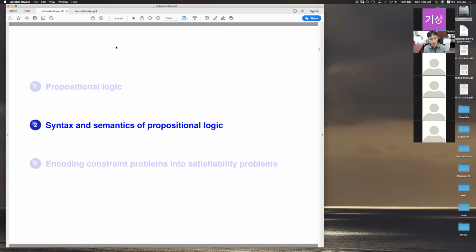And the focus of propositional logic is, in a sense, on the logical connectives of the Boolean expressions like and, or, and negation, and so on. Then, to study computational properties of propositional logic, we need to formalize what we mean by propositional logic more precisely. So we have to say what the syntax of propositional logic is and what the semantics is. So that's what we did last time.